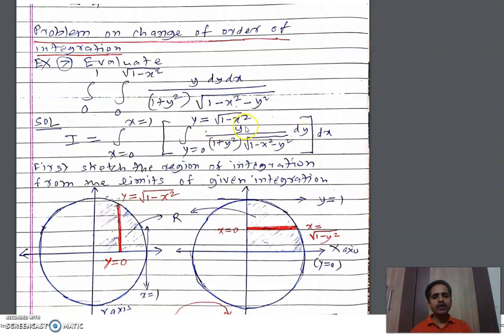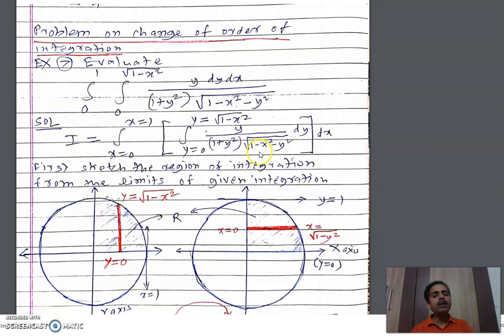But look at the function y divided by 1 plus y square under root of 1 minus x square minus y square. Here integration with respect to y first is more complicated than with respect to x first. Because in the numerator there is y, in the denominator there is a product of two functions of y, and because of this the function is difficult to integrate with respect to y first even if x is a constant.